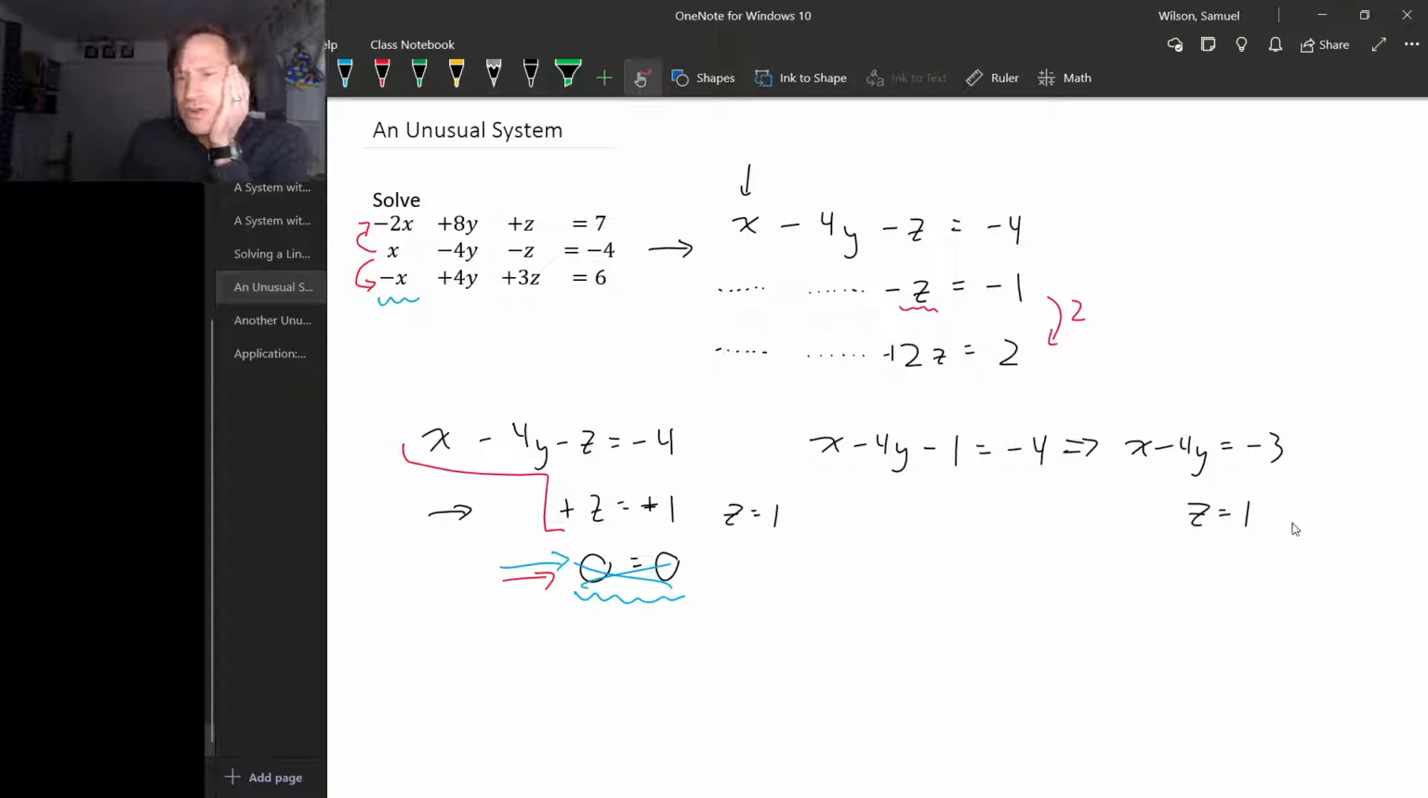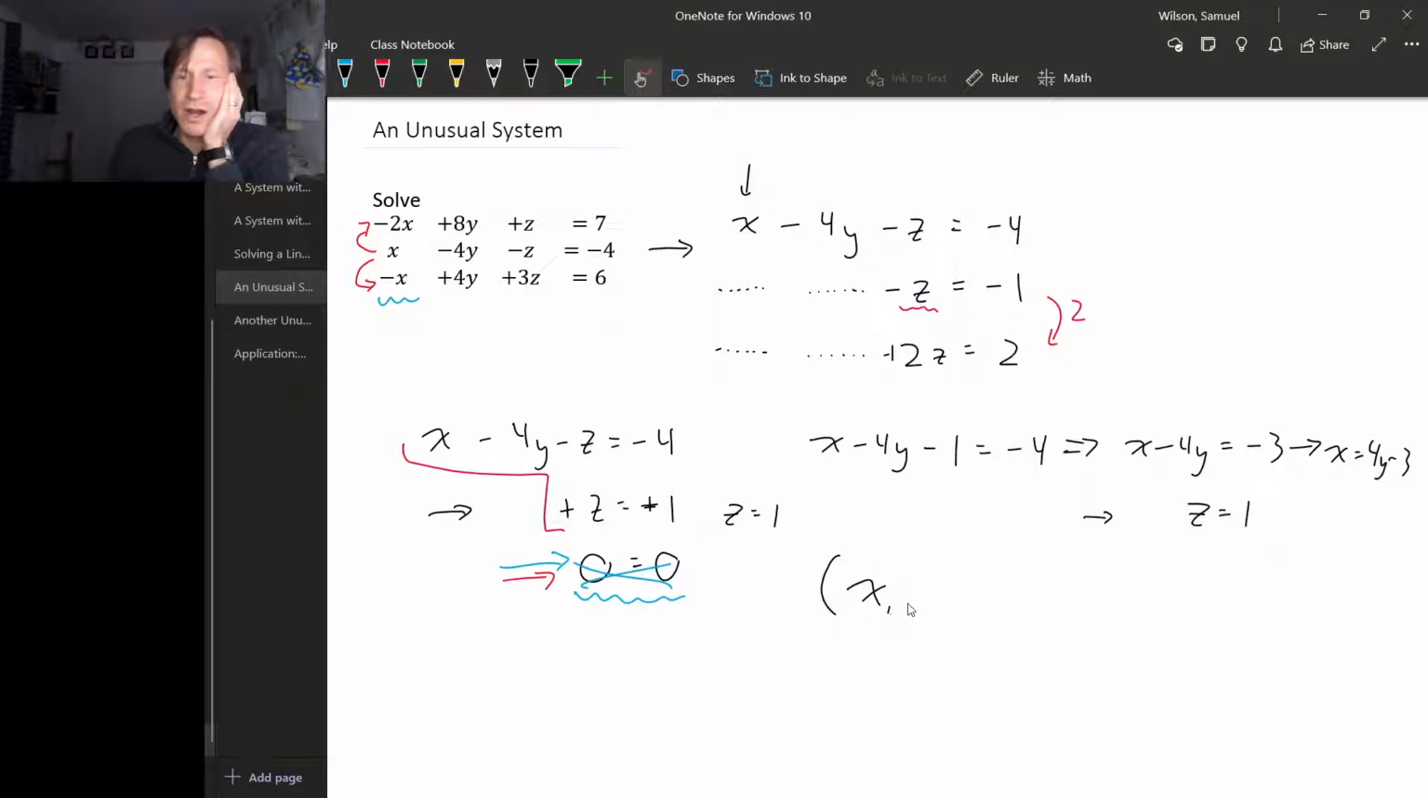Now, you can see that this system of equations isn't actually locking down a single value for x or for y. It does lock down a value for z, but there are many different possibilities for x and y. One way to express the collection of solutions here would be to solve this first equation for x. We would get x is 4y minus 3.